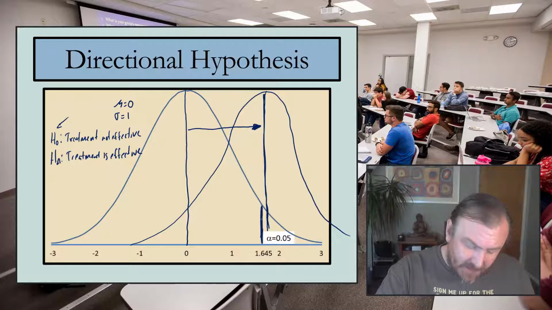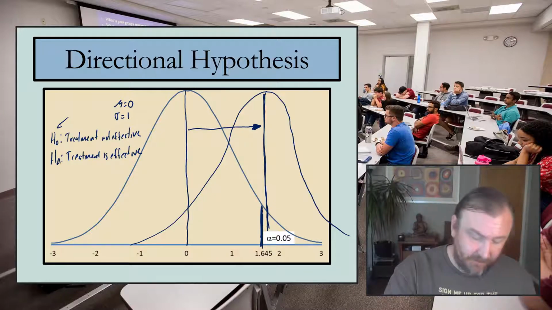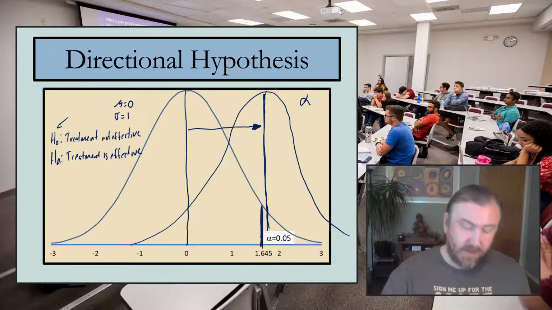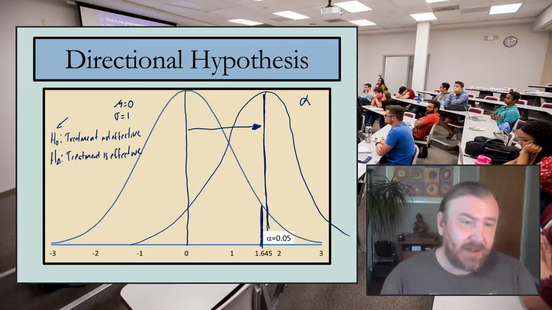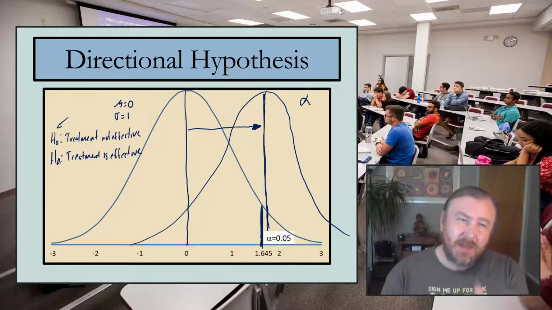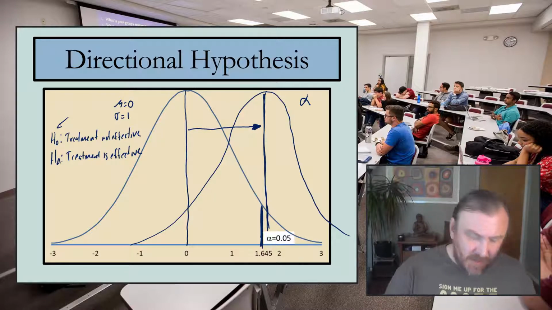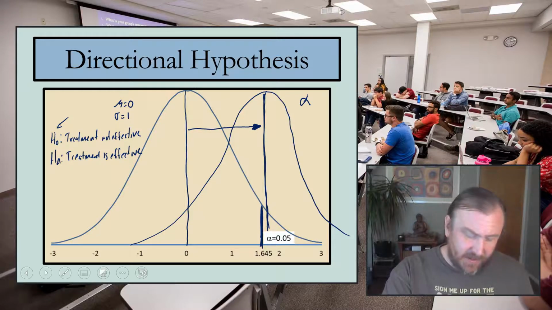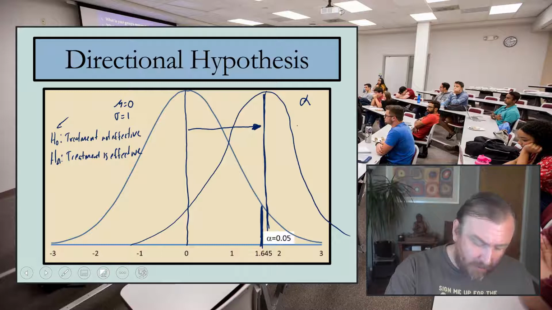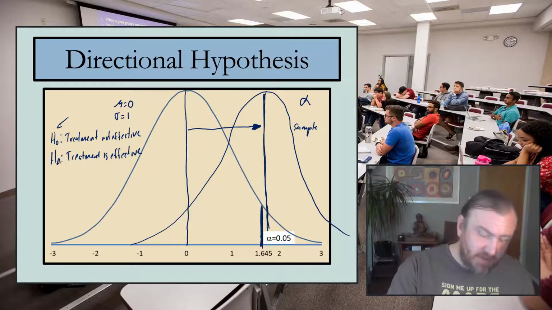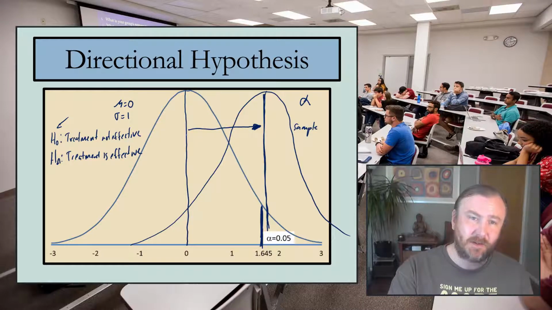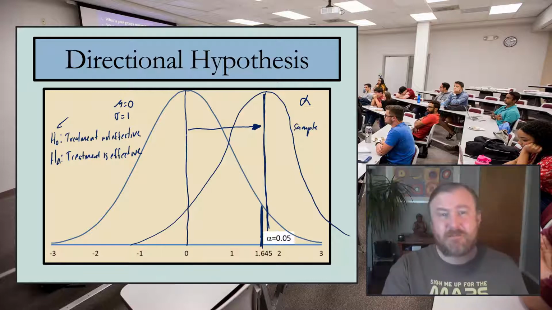is we set a line in the sand, right? And we call this line alpha. Alpha. And what alpha is, it's this line in the sand where the likelihood that our sample population belongs to this null hypothesis population is less than 5%.